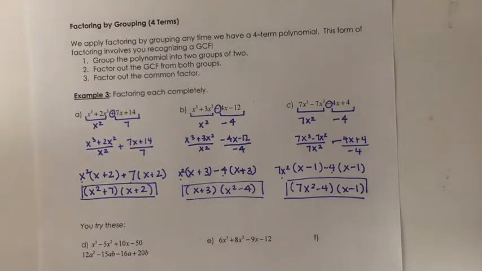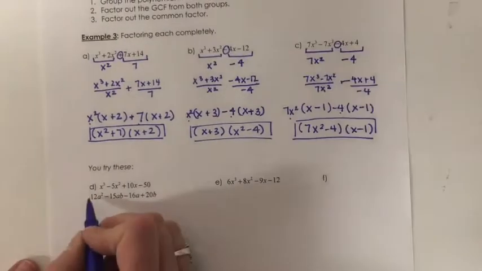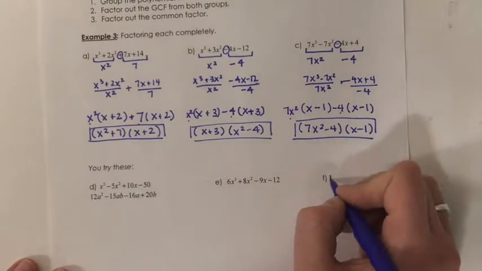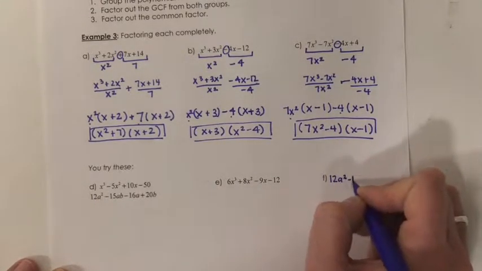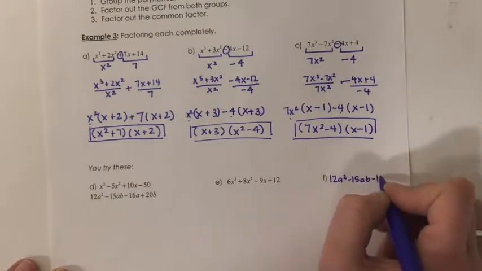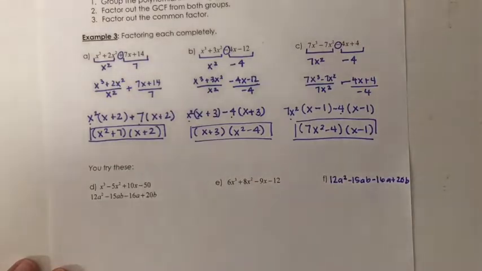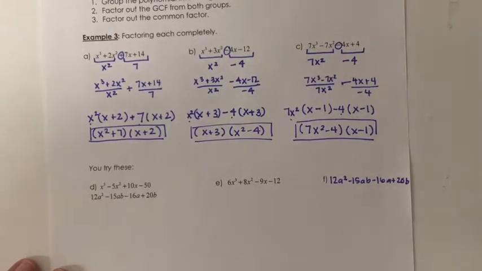Before you pause the video, just so you know, this right here is supposed to be f. So if you want to rewrite it over here, that may be helpful. 12a squared minus 15ab minus 16a plus 20b. Go ahead and pause the video, see if you can do these ones on your own, and we'll come back together.